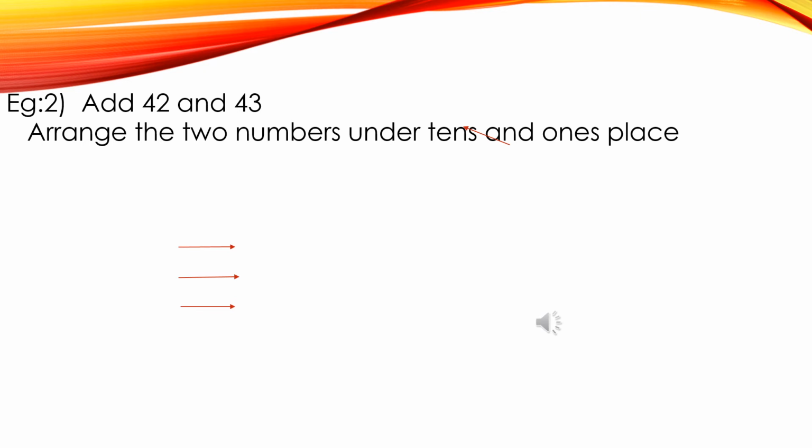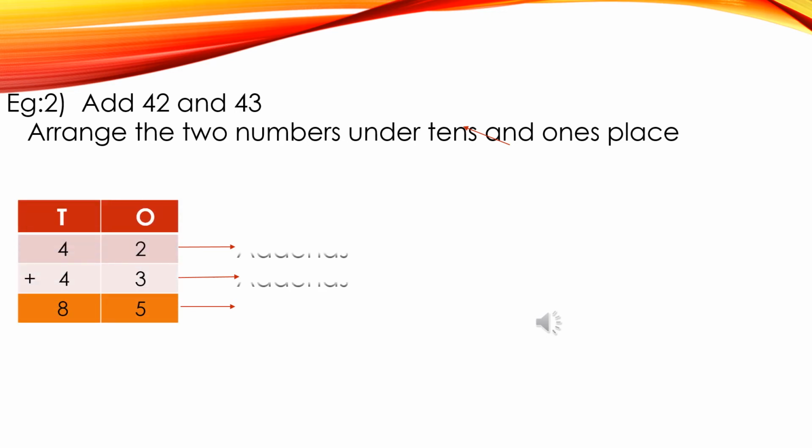Example 2. Add 42 and 43. First, arrange these two numbers under the ones place and the tens place. That is place value. I have already told you this. When you add 42 and 43, you will get the sum.